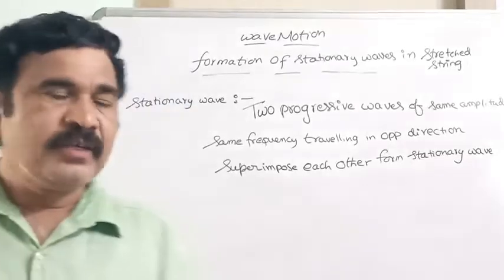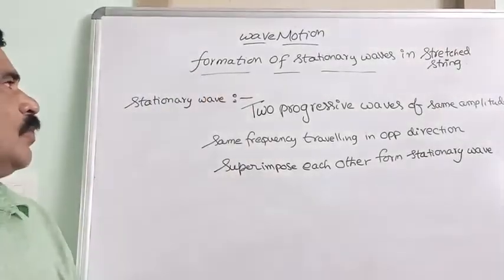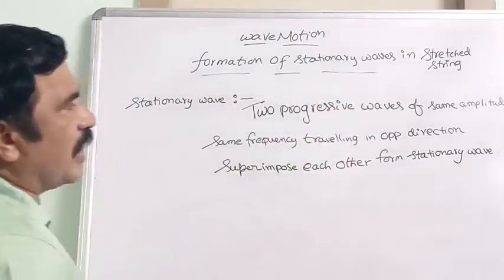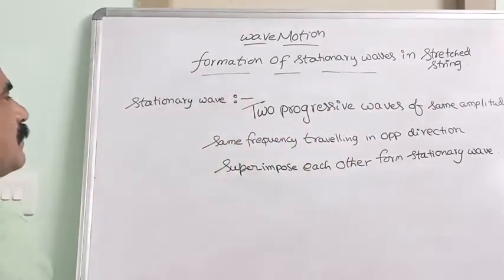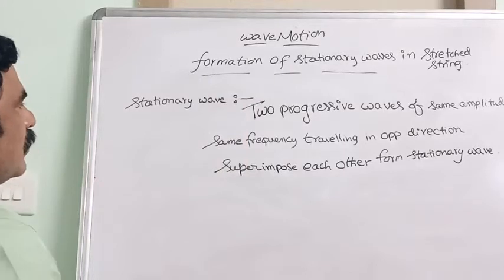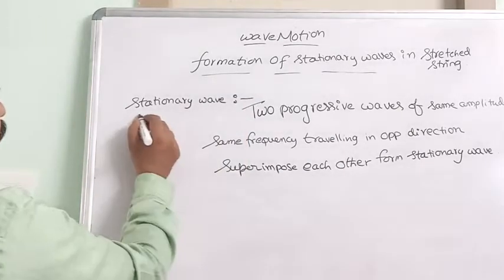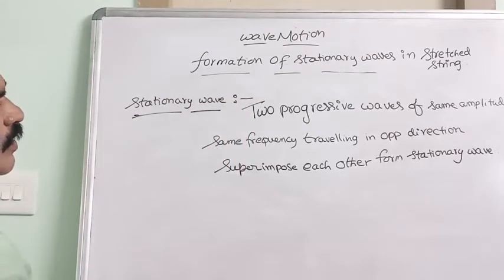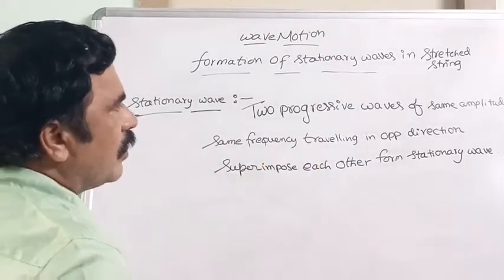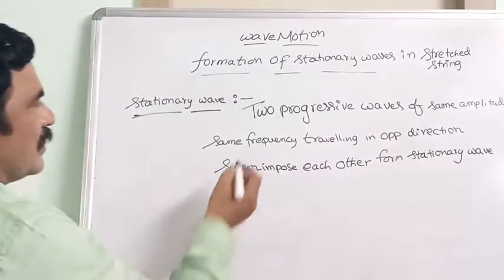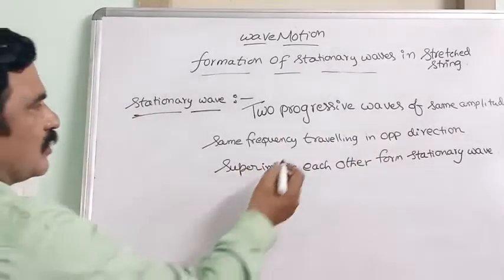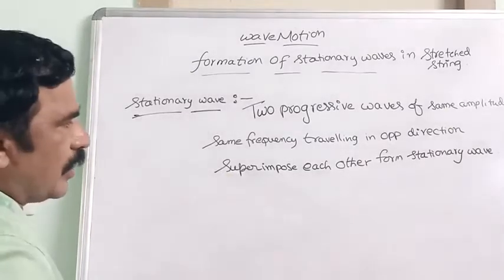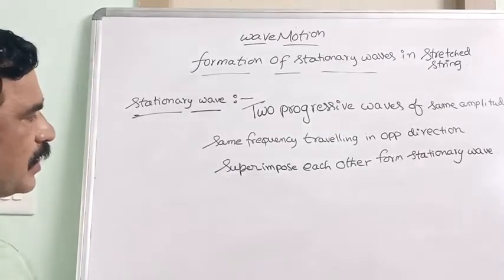Dear students, today I am explaining the formation of stationary waves in a stretched string, which comes under the chapter wave motion. Now, what is a stationary wave? A stationary wave forms by two progressive waves of the same amplitude and same frequency but traveling in opposite directions. They superimpose on each other and form a stationary wave.